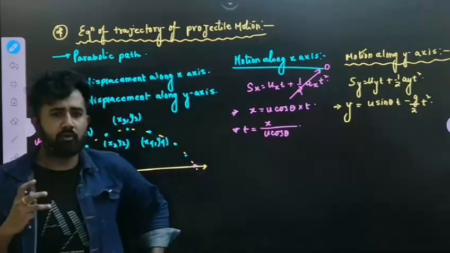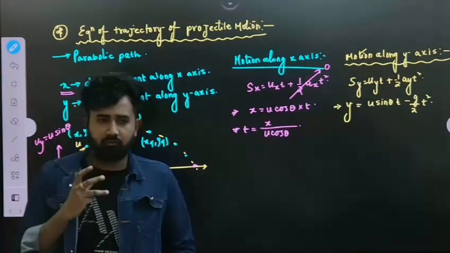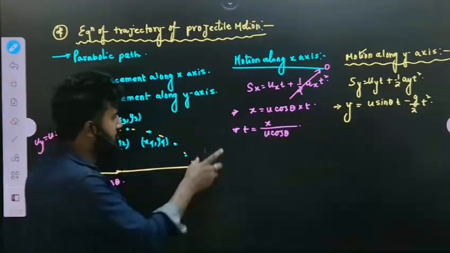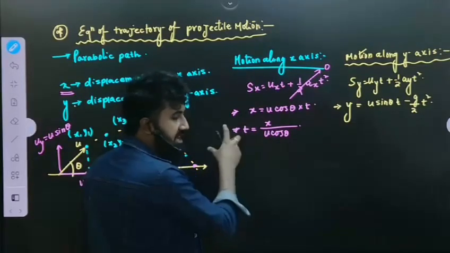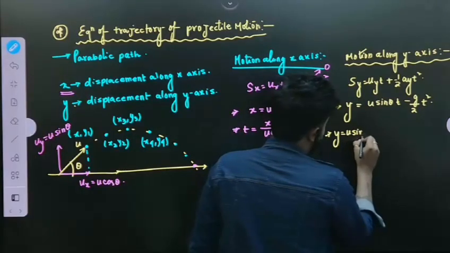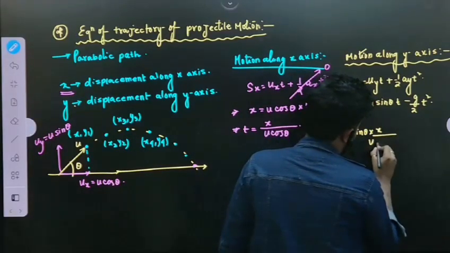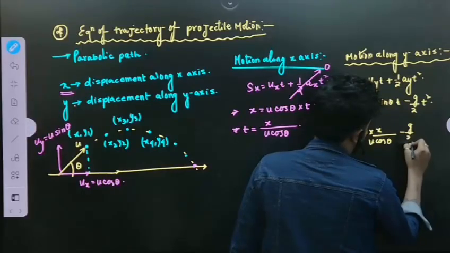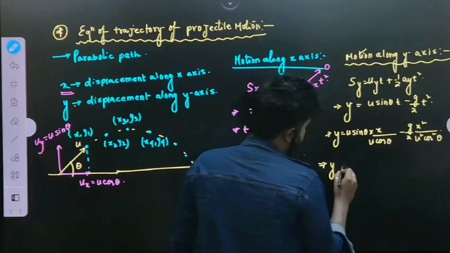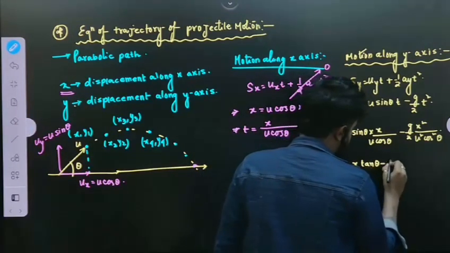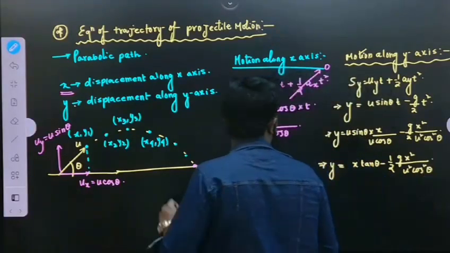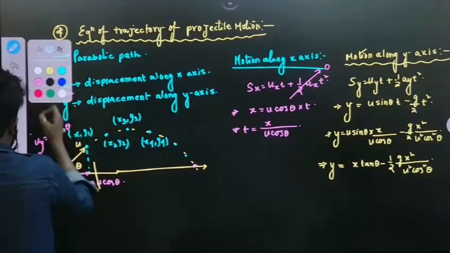Now tell me, what is my motive? My motive is to get a relation between x and y. I have to replace the t from here. That's why from motion along the x-axis, I got the value of time. Now I'm going to put it here. So the value of y will be u sin theta into the value of t. What is the value of t? X by u cos theta minus g by 2 x square by u square cos square theta. So y equals, u cancels, x tan theta minus half g x square by u square cos square theta. This is our equation of a projectile motion.